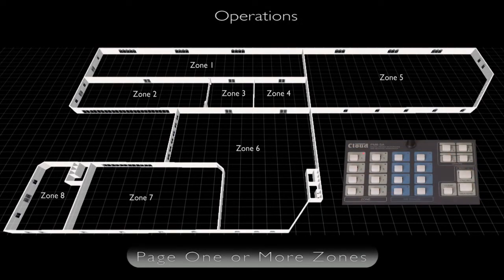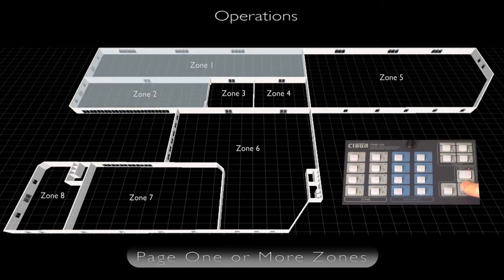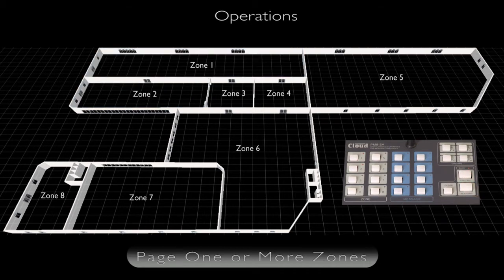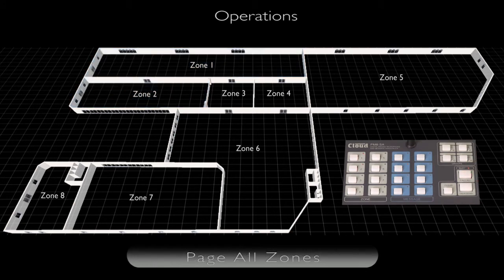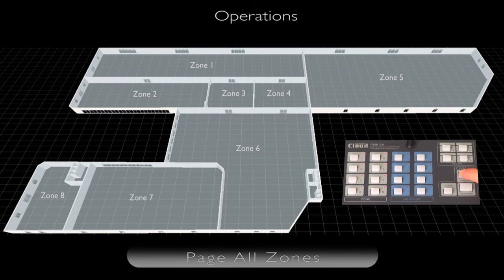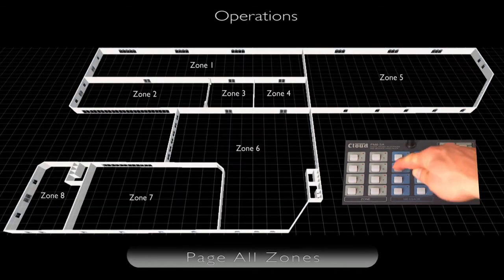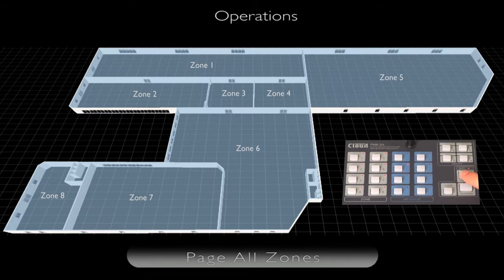To live page one or more zones, select the zone or zones to be paged, then press and hold down the Talk Send button and make your announcement. Alternatively, select your zones, then your pre-recorded message, and this time press and release the Talk Send button. All zones can be paged by pressing and holding down the Call All button and making your announcement, or by selecting a message and then pressing and releasing the Call All button.